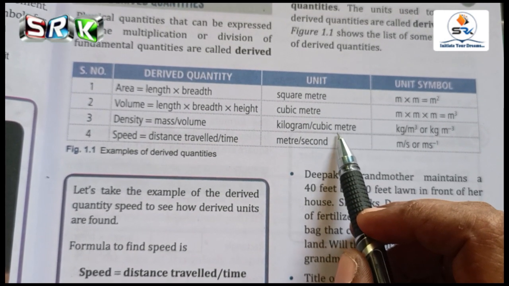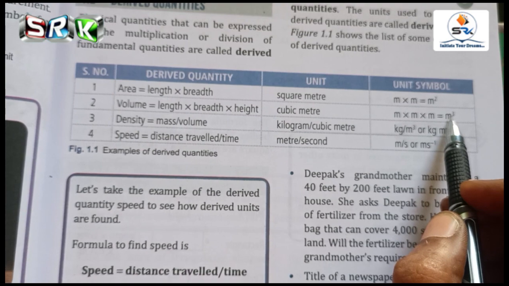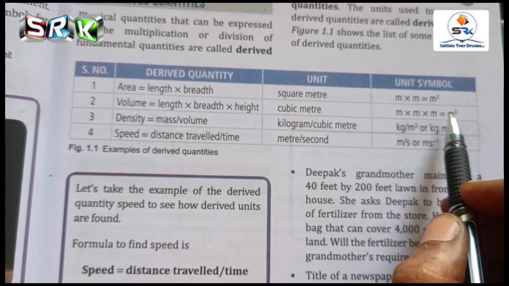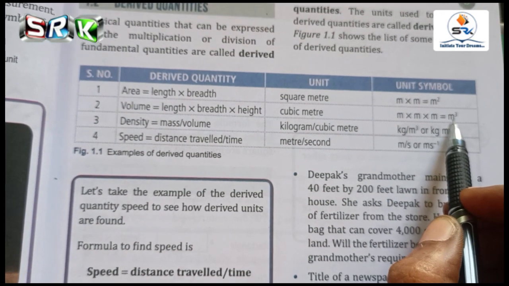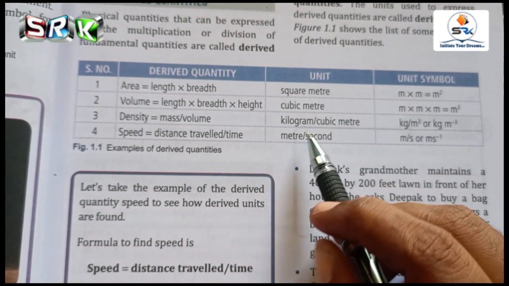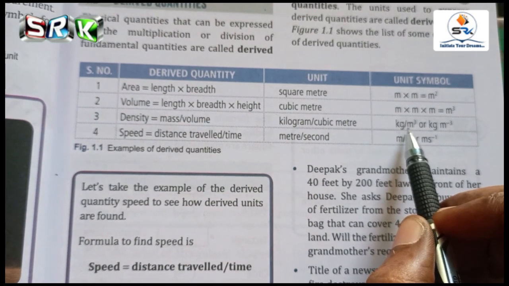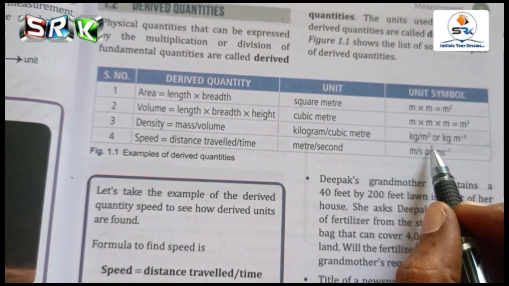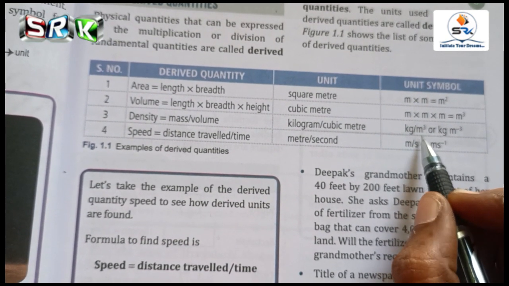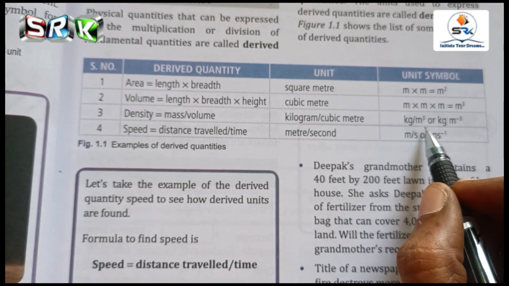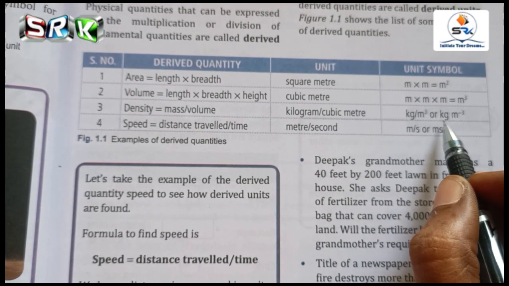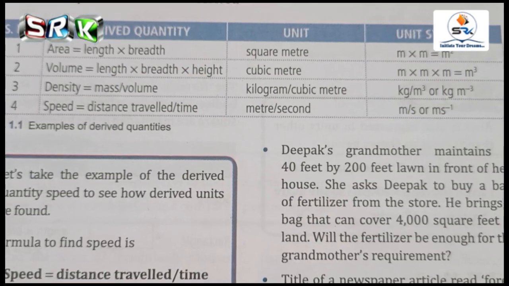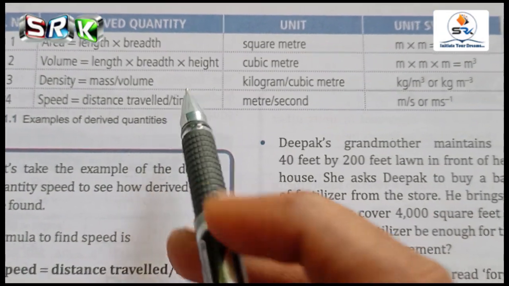Volume is expressed in cubic meter. Just now we have seen this is meter cube, isn't it? So cubic meter or meter cube, we can say. Kilogram, in short, we will represent as kg. Kilogram divided by meter cube, you will get kilogram meter to the power of -3.